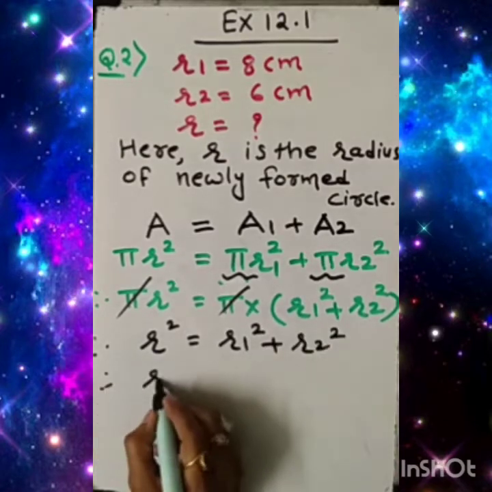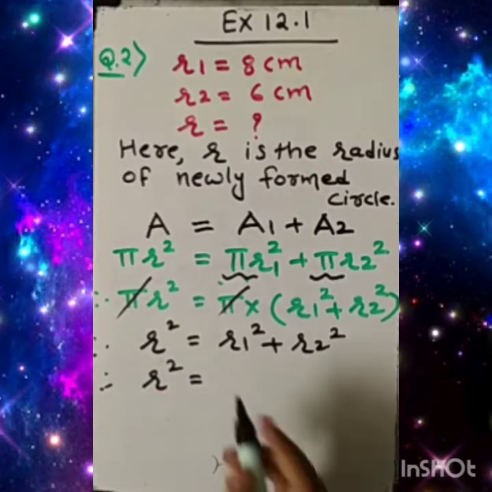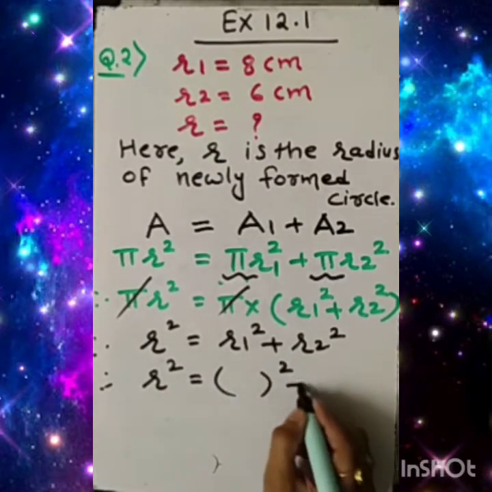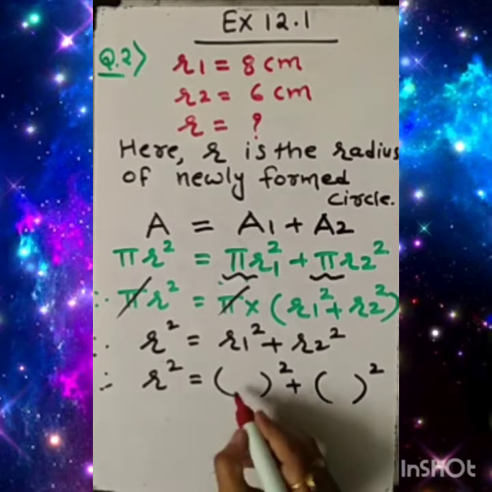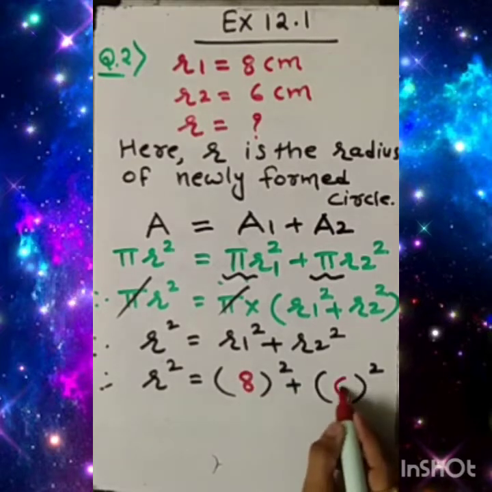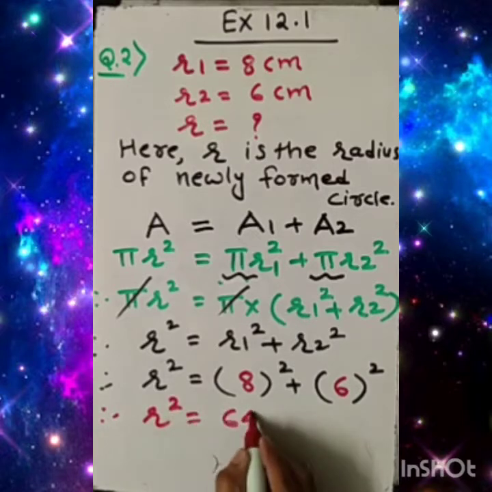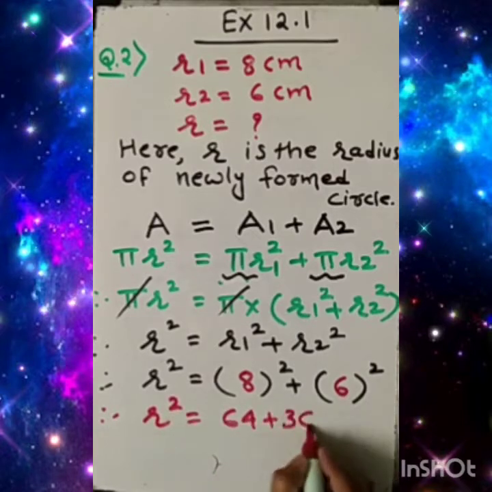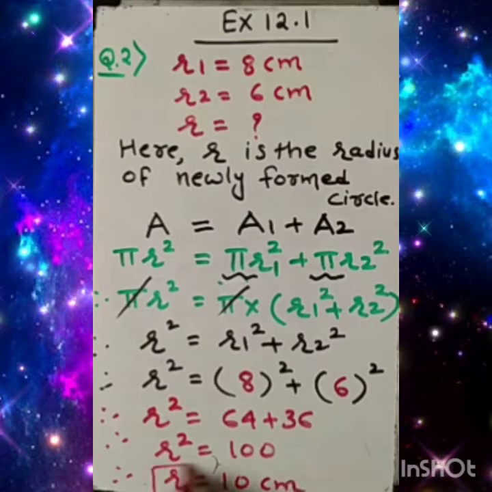Got it? Now let it be. Square is there, so let it be. Don't touch it. Let's substitute the value. You know, my dear student, r1 square. First r1 we are given 8. Here 8 square and this is 6 square. 8 square is 64. 6 square 36. So r square equal to 100. Therefore, r equal to 10 centimeter.